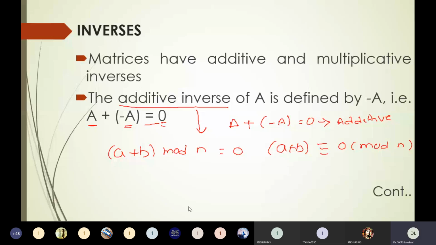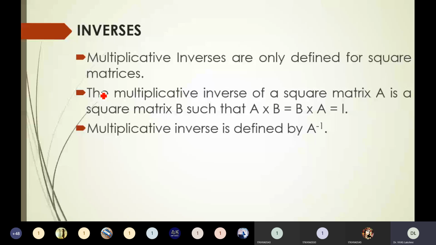So the next one is the multiplicative inverses. While calculating multiplicative inverses, some conditions are there. The first condition is that only square matrices have a multiplicative inverse. We can calculate the multiplicative inverse only for square matrices. That is the first condition.